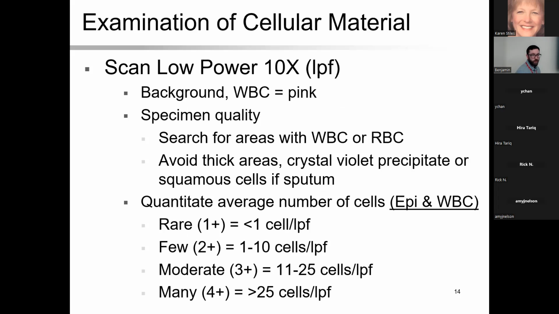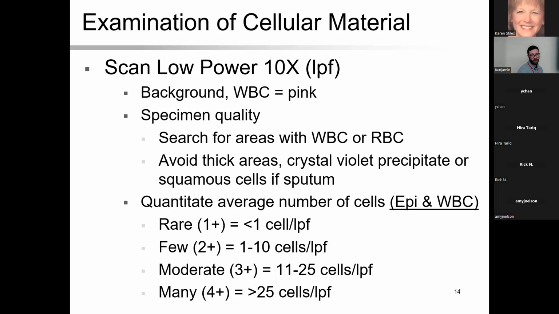So now we're moving over to the microscope. When you're looking at a direct specimen gram stain, you want your white blood cells in the background to be pink. You want to be able to see what they are. And so you're going to search for areas with white blood cells present. More white blood cells in a specimen indicate a more active infection.